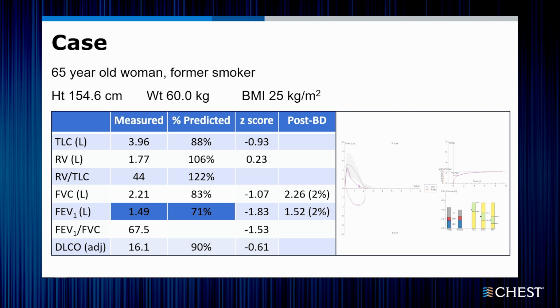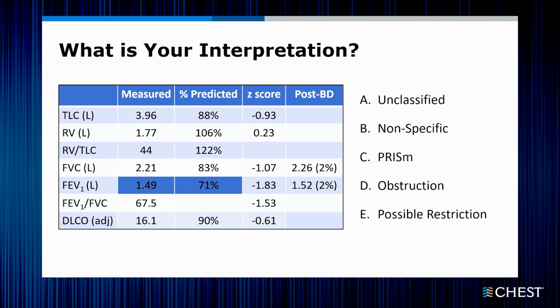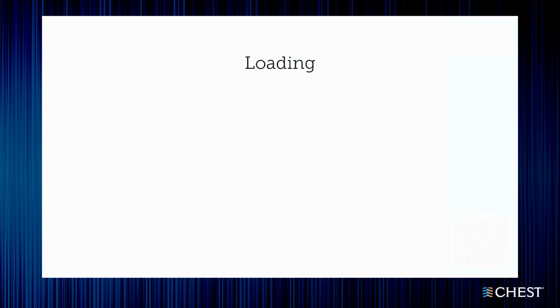So, got it? Got your interpretation? How would you interpret this test? Is this unclassified, nonspecific, PRISM, obstruction, or possible restriction? Vote early, vote often.